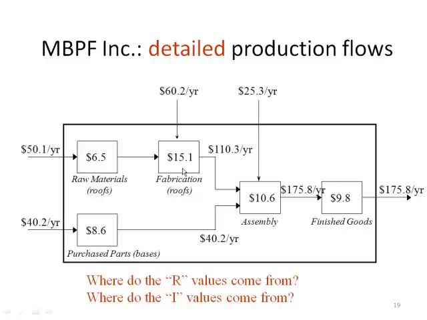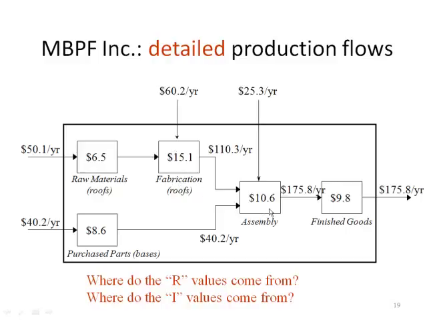What's going on in the fabrication area? First of all, how do I get a flow of 110.3 million per year out of the fabrication area? Well, the way I get that is I take the raw material cost of 50.1 per year and I add in the fabrication cost, which is the labor, etc., to run that area, of 60.2, and that's where I get the 110.3. So my flow rate for this sub-process is 110.3 million per year. And if the inventory is 15.1 million, I can take the 15.1 divided by the 110.3 and figure out what the flow time is just for this sub-process right here.